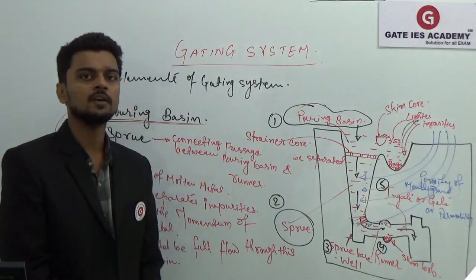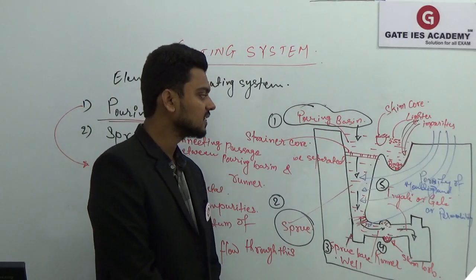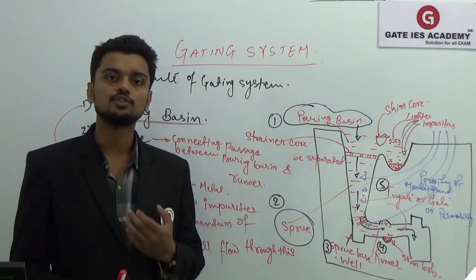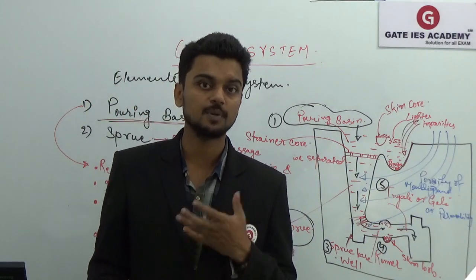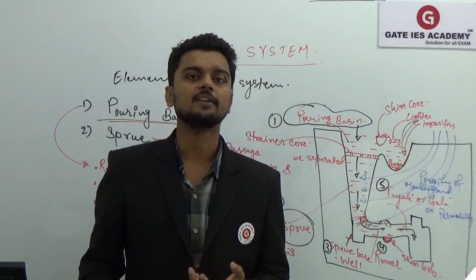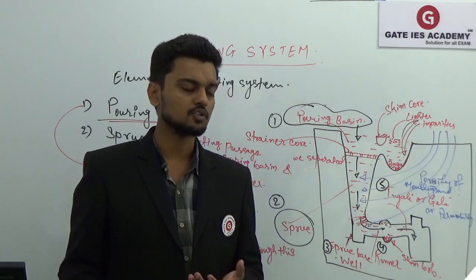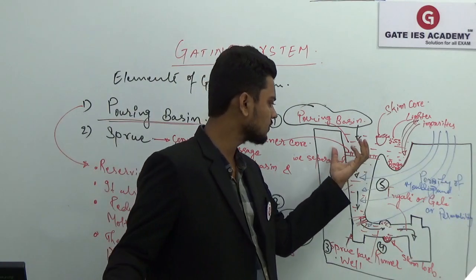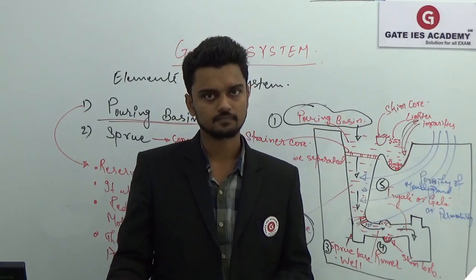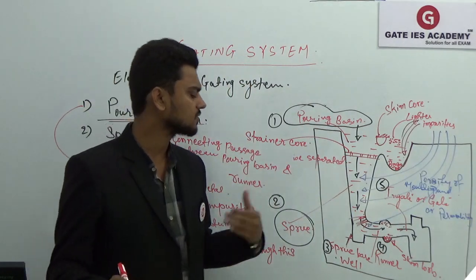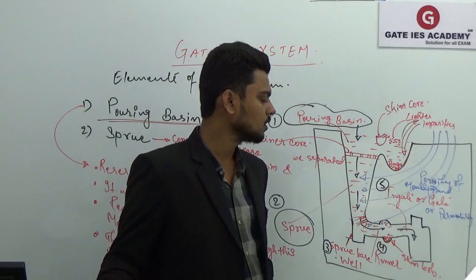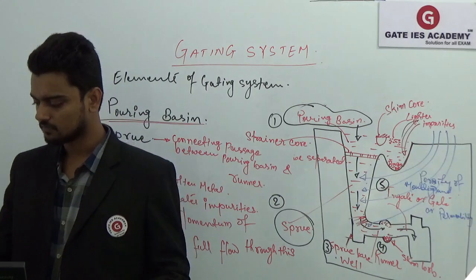We are not using the cylindrical sprue. The reason for using this tapered sprue is to avoid the aspiration effect. Aspiration effect means pressure inside your gating system should not fall below the atmospheric pressure. So that is why we have considered the shape of the sprue to be tapered in place of cylindrical. We'll try to prove that the shape of the sprue should be tapered.